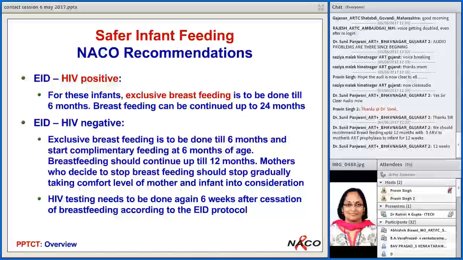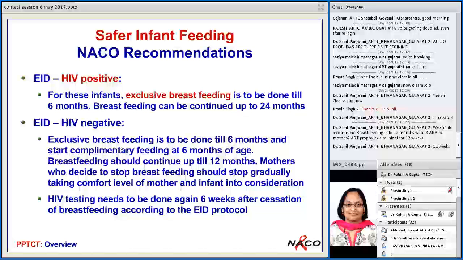There's a question here from Dr. Sunil, saying we should recommend breastfeeding up to 12 months with 3 ARVs to the mother and ARV prophylaxis to the infant for 12 weeks. Let me speak again. The extended ARV prophylaxis is only given if the mother's ART duration is less than 6 months at the time of delivery and the mother is breastfeeding.